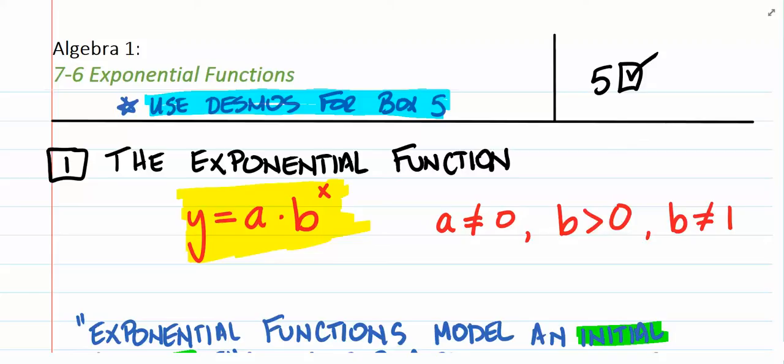Welcome to Zaption Tour 7-6 Exponential Functions. There are 5 boxes, and for the 5th box we're going to use Desmos. So make sure that you have access to that because I'm going to show you some cool stuff on that. So let's dive right into this.